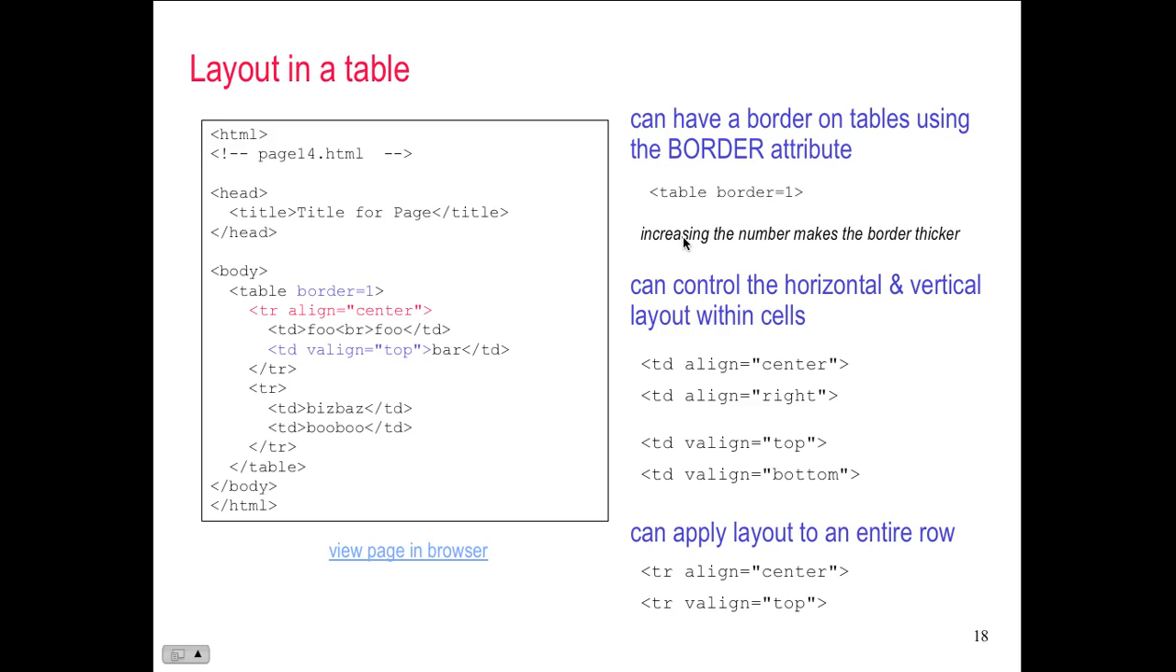So increasing the number makes the border thicker, so 2, 3. You can control the horizontal and the vertical layouts within the cells. So table data alignment: center, right, top, down, by changing the alignment, the vertical alignment. You can also apply the layout to the entire row, so table row. Noticing that this is table data, this is table row.